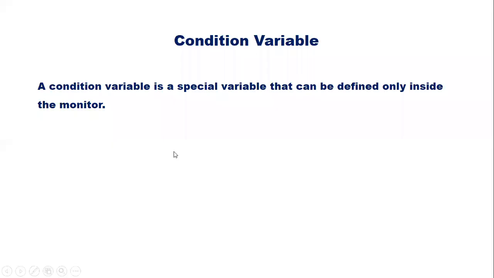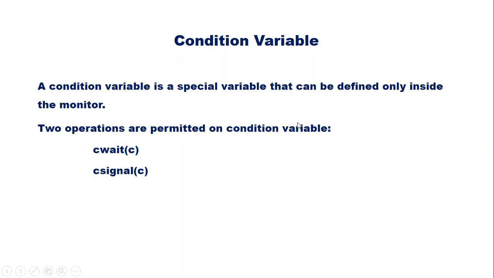Suppose while executing a procedure inside the monitor, the process got suspended until some condition is met. There should be some method by which the process releases the monitor so that some other process may enter. Later, when the condition is satisfied and the monitor is available, the process must be allowed to re-enter the monitor and resume at the point of its suspension. So condition variables are used to provide this facility. A condition variable is a special variable that can be defined only inside the monitor.